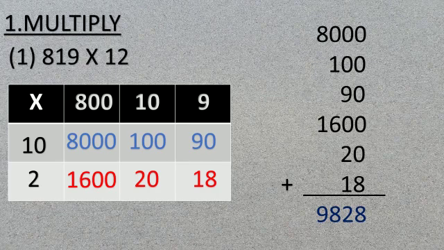So the answer is 9828. Okay, this is the first sum, and you have to solve it in a similar way in your combined book as well. Is that clear? Now let us proceed further.